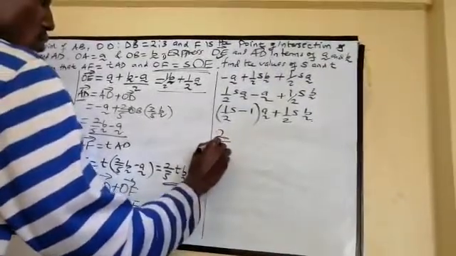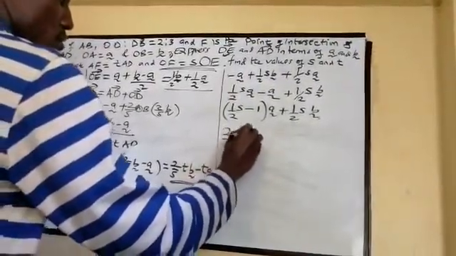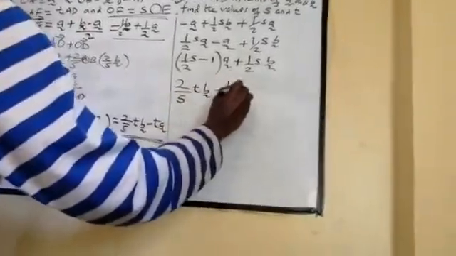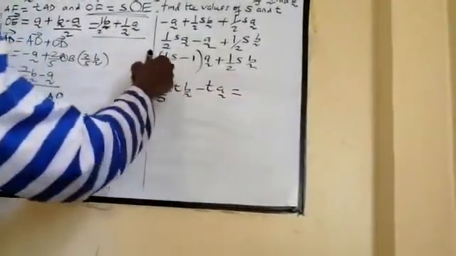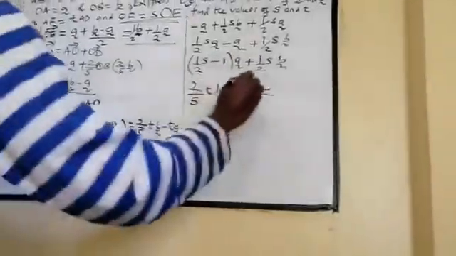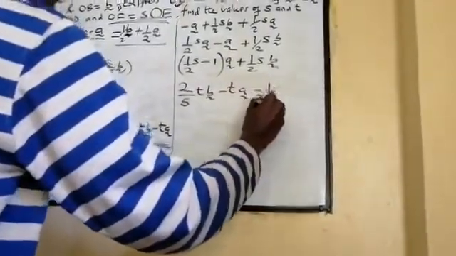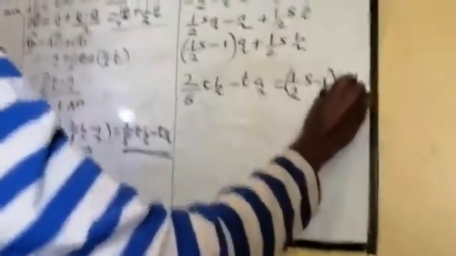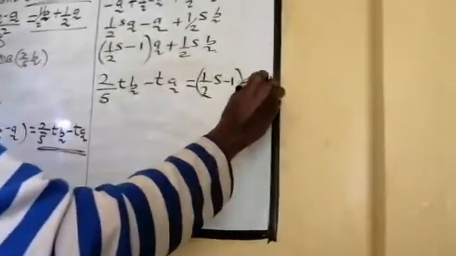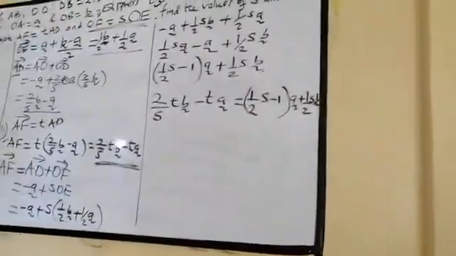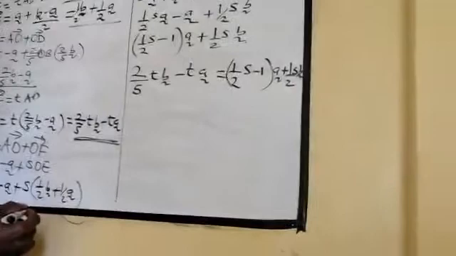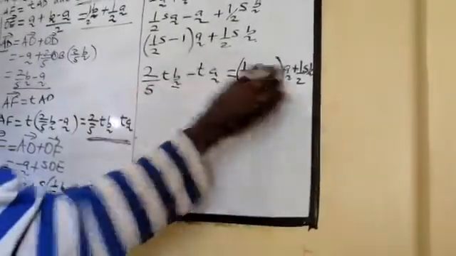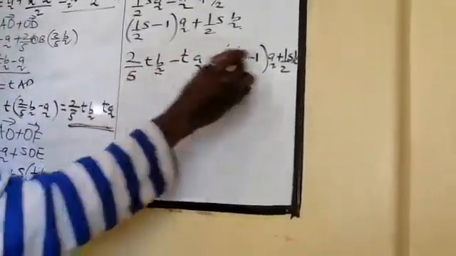Since both of them are AF, we equate them. The first AF was 2 over 5 T vector B minus T vector A. This one is similar to this second function of AF, which is a half S minus 1 in brackets vector A plus a half S vector B. So the like terms again, we do the same thing. Vector B's must be equal because there is an equal sign here. This vector B must be equal to this B.